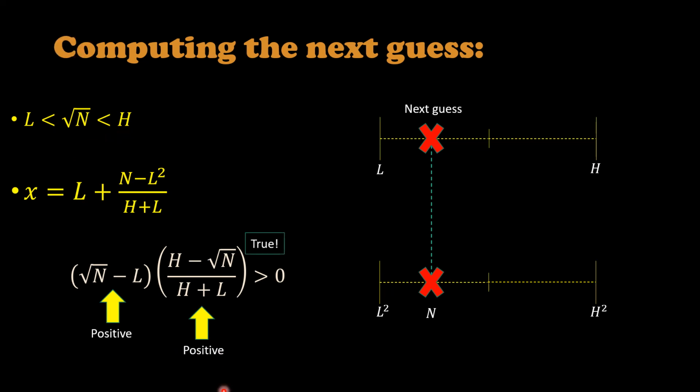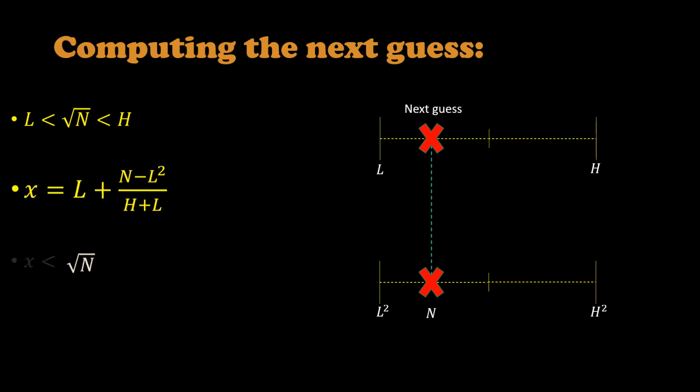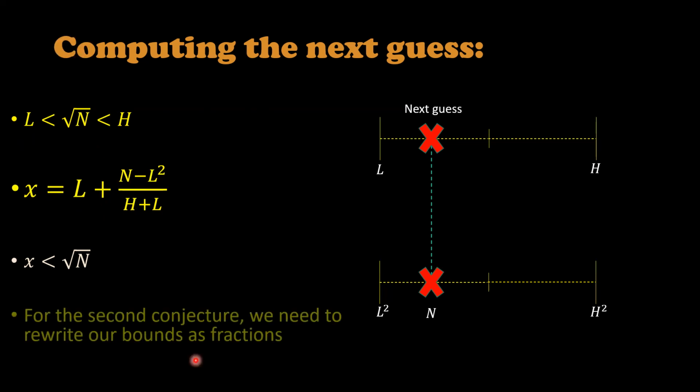Okay, cool. So we've proven our first conjecture anyway. According to our algorithm here, if square root of n is between L and h, and we compute a next guess, x equals this thing, then we always know that x will be less than square root of n. By the way, x will always be bigger than L, so it'll always be a better guess than L was.